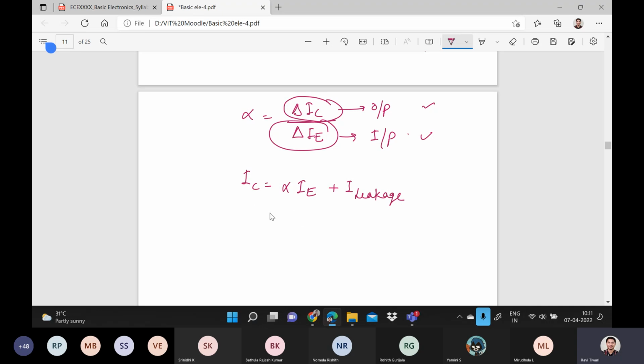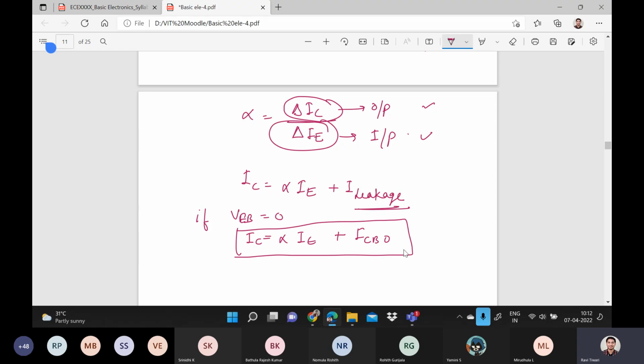So you can write down here, when VEB, the emitter base voltage, is 0, even then there is a flow of a small leakage current. And it is called the base current with output open. That's why it is called ICBO. Alpha IE is equal to IC. So this is the formula. That means this is the flow of current between collector and base when the emitter is open.